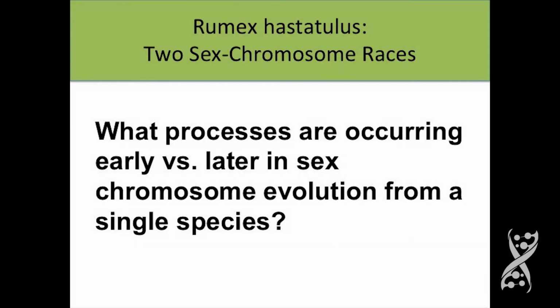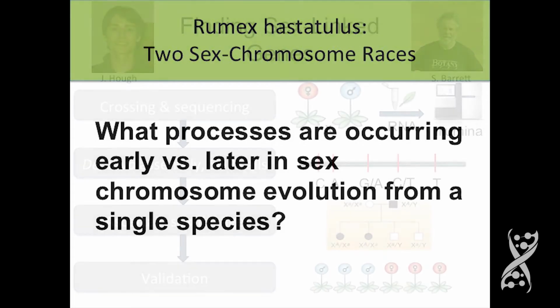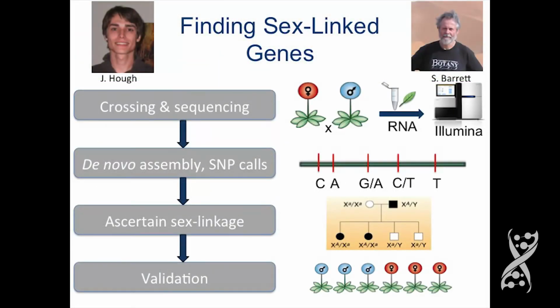So the interesting context here of these two races is we can start investigating the time scale in which we get this degenerative evolution over this very recent time scale, in addition to this older Y chromosome system. So that can allow us to start asking what processes are happening earlier and later in this process of Y degeneration. So Josh Huff, a grad student working with Spencer Barrett and I, conducted a transcriptome-based identification of sex-linked genes.